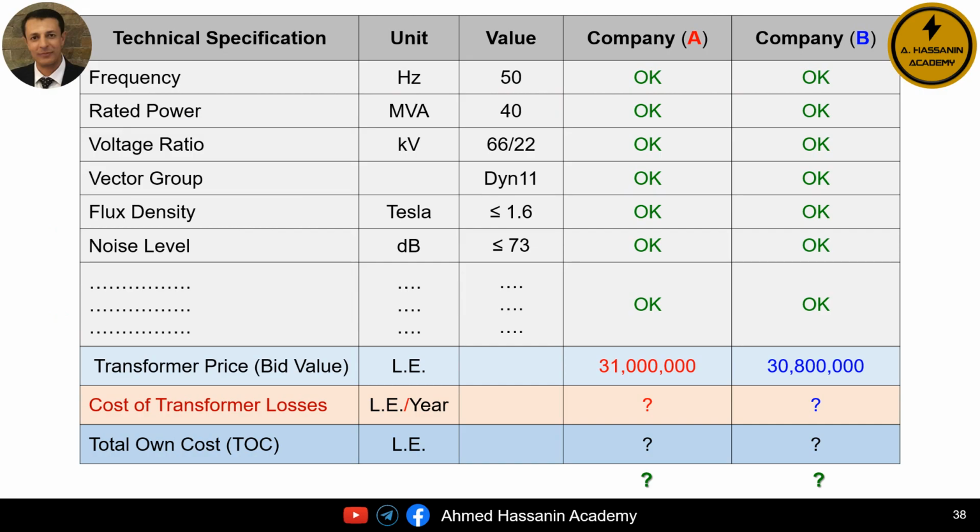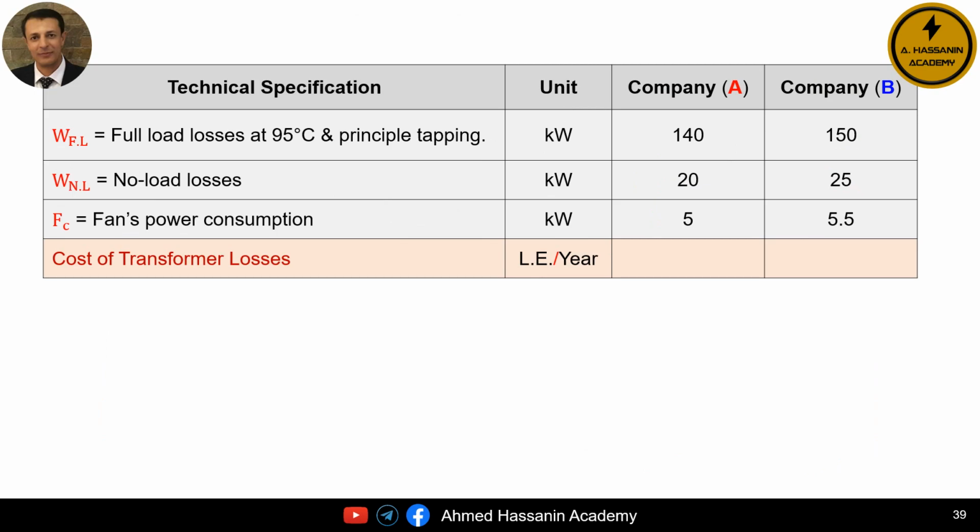Therefore, it is required to calculate the cost of losses for the transformer we plan to purchase, and of course, for each offer submitted, whether from company A or company B. Of course, through the technical specifications and catalogs provided by the manufacturers, we can obtain the value of the full load losses, WFL. For company A, it is 140 kilowatts, and for company B, it is 150 kilowatts. As for the no-load losses, WNL, for company A, they are 20 kilowatts, and for company B, they are 25 kilowatts. Regarding FC, which is the power of the cooling fans, it is 5 kilowatts for company A and 5.5 kilowatts for company B.